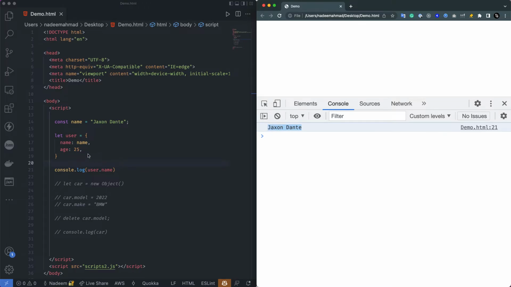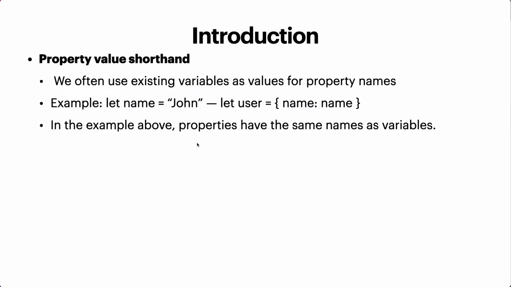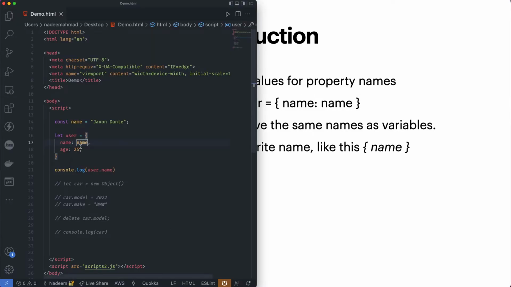So it works out. But there is a shorthand for writing this, because you can see this is a bit redundant. We're using the same key and value. So the key name is the same as the value name. This is the dynamic value. We can make it anything, but the variable name used here is the same as the key of the user object. So in the above example, properties have the same name as variables. Instead of name colon name, we can just write name like this. So we can just get rid of the value and make it like this.